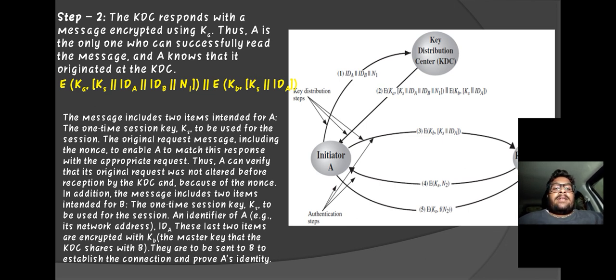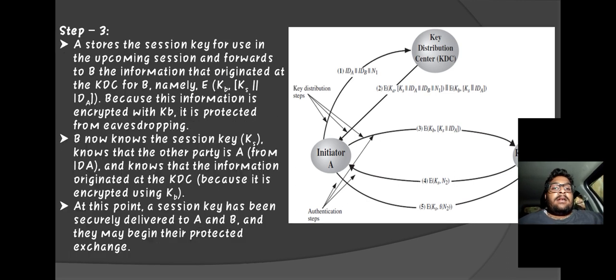With the appropriate request, A can verify that its original request was not altered before reception by the KDC, and because of the nonce. In addition, the message includes two items intended for B: the one-time session key KS to be used for this session, and an identifier of A, for example its network address, IDA. These last two items are encrypted with KB. They are to be sent to B to establish the connection and prove A's identity.